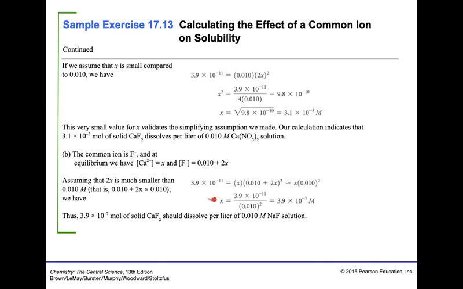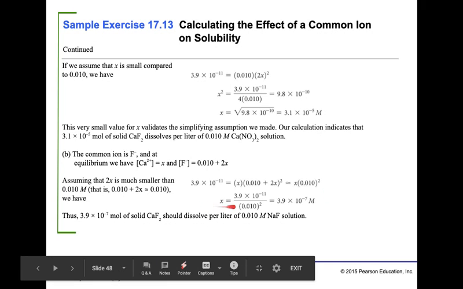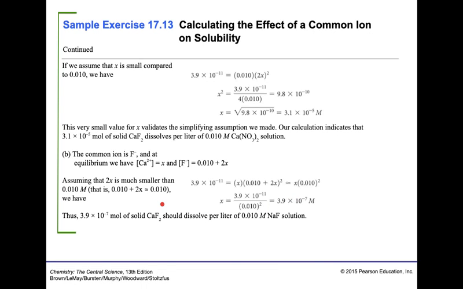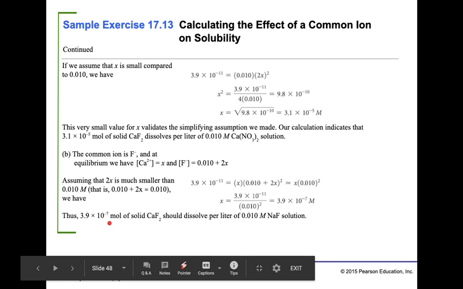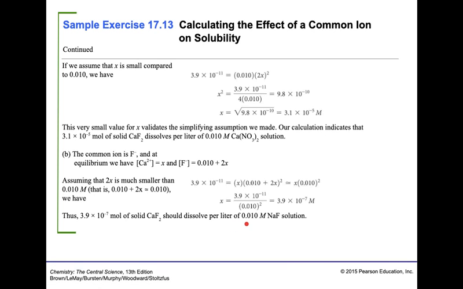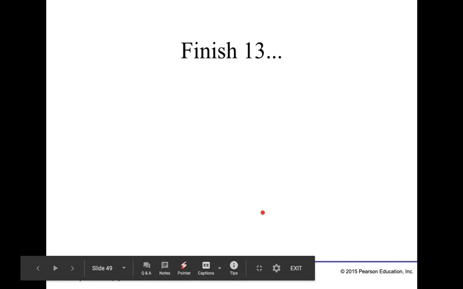It's equal to your KSP, so all you have to do to solve for x is divide by this value, and then you get your concentration. Okay, so remember though what your answers actually are here. That is the molar solubility, meaning that this 3.9 times 10 to the negative 7th is the amount of moles of your solid calcium fluoride that can dissolve per 1 liter of 0.010 molar sodium fluoride solution. Okay? So at this point, pause, finish 13.